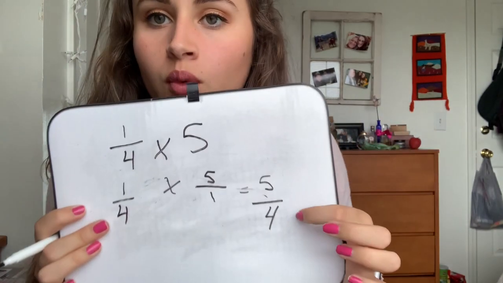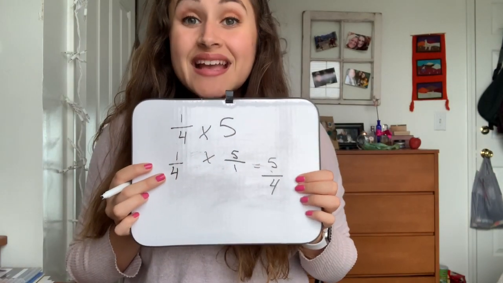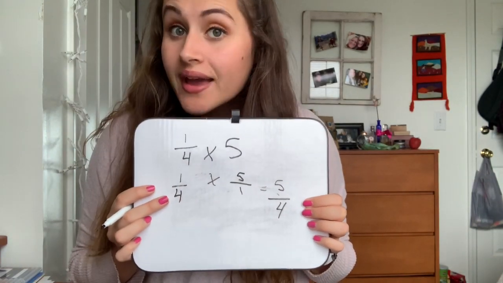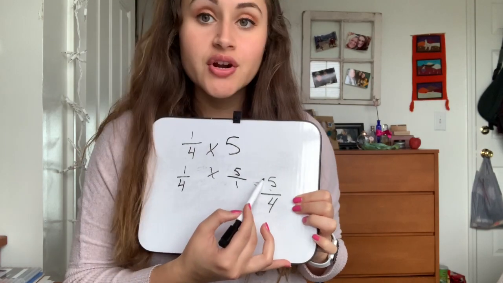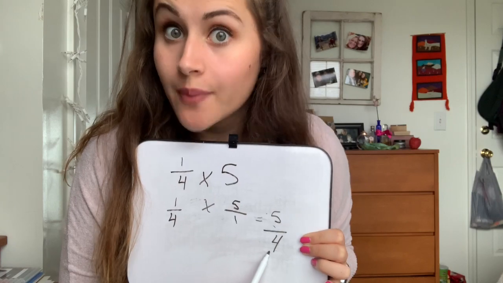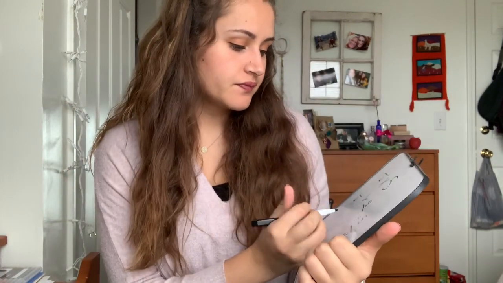But I want everyone to look at this fraction. It's improper. So now we have to change it, right? We can't keep it like this. We have to change it. When our numerator is bigger than our denominator, it is an improper fraction, okay? So let's change it now.